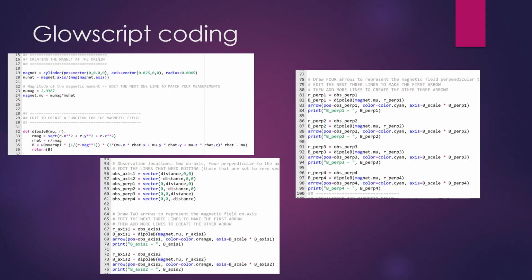You can see I plugged in my magnetic dipole moment up here. Then down here is where I created the code or the function for the magnetic field. And these other pictures down here are where I created all the different arrows that we can see in the visualization that we'll get to see on the next page.